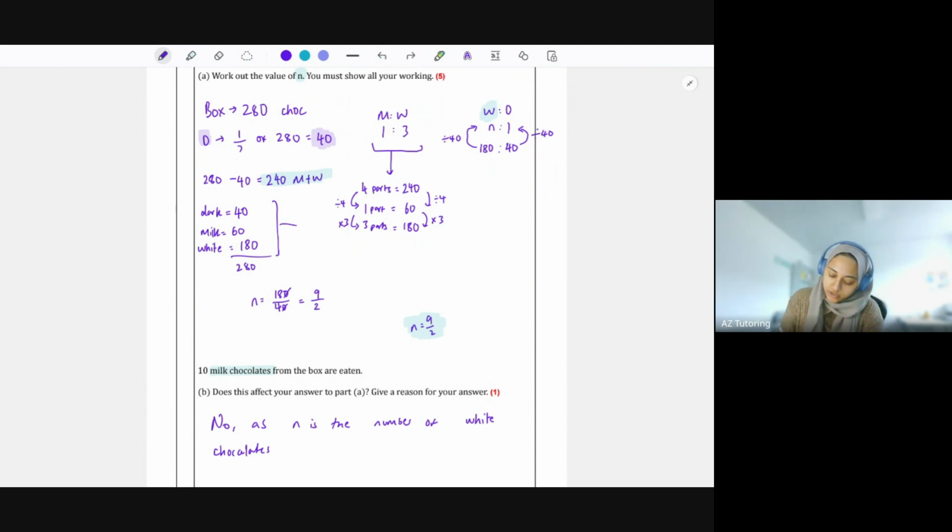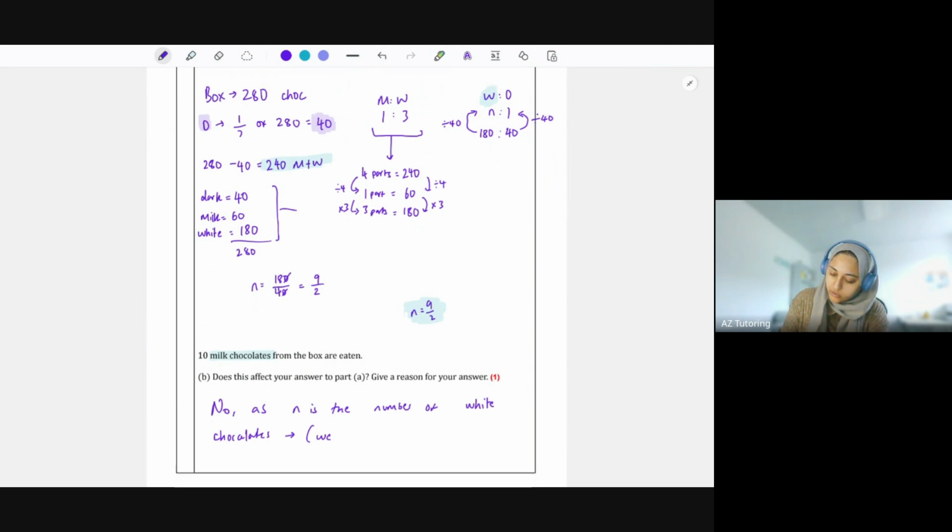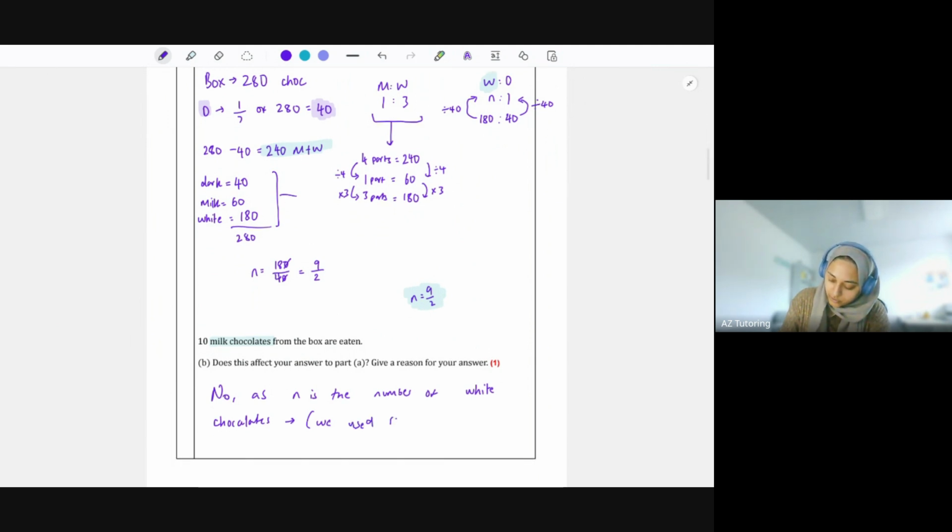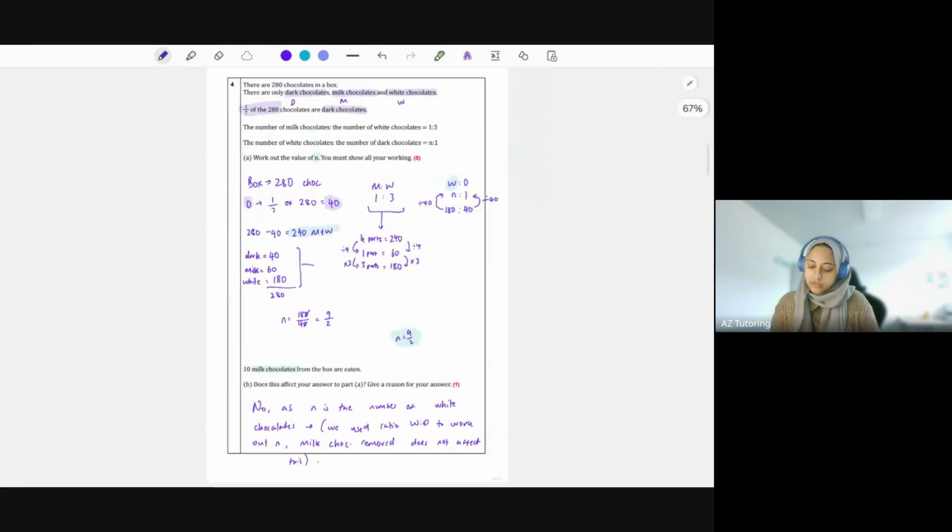As n is the number of white chocolates, and then you could just say we used ratio W to D to work out n. So you could just say milk chocolates does not affect this. Milk chocolates removed does not affect this. Okay, so that's question 4.